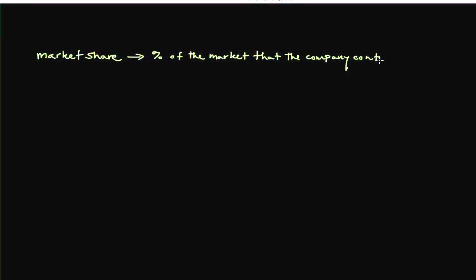And so the matrix itself looks at a couple of different areas. The first thing that it looks at is what we refer to as market share. Market share, very simply, is the percentage of the overall market that the company controls. And market share is expressed in a percentage.